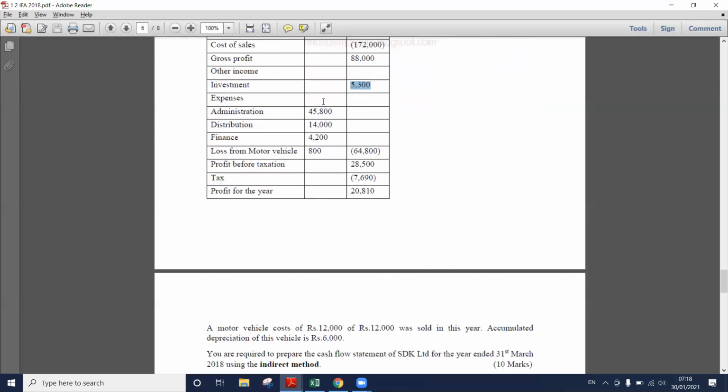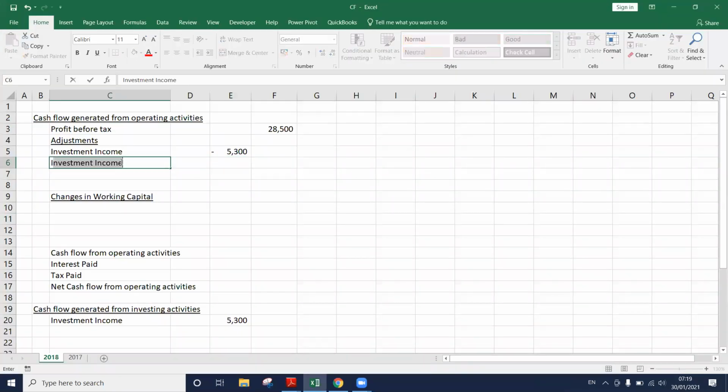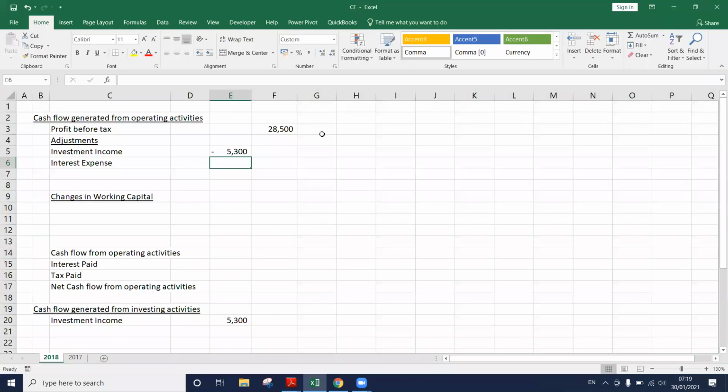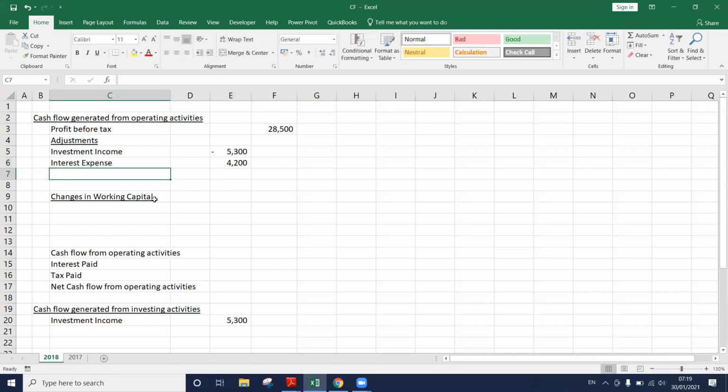Right. Then the next one, administration, distribution. Depreciation may be included in these figures, but for the moment we don't know the exact figure, so we left it behind, right? This one, finance cost 4,200. We call this interest expense, right? This one also we need to adjust. We have a 4,200 interest expense, and we need to remove it from here. When calculating this 28,500, that 4,200 has been deducted. So to reverse it, what we need to do is add back that 4,200 interest expense.